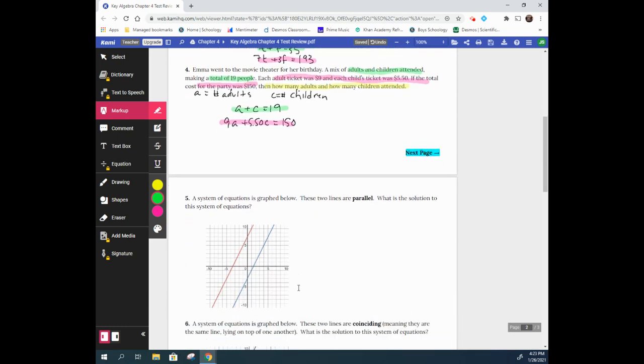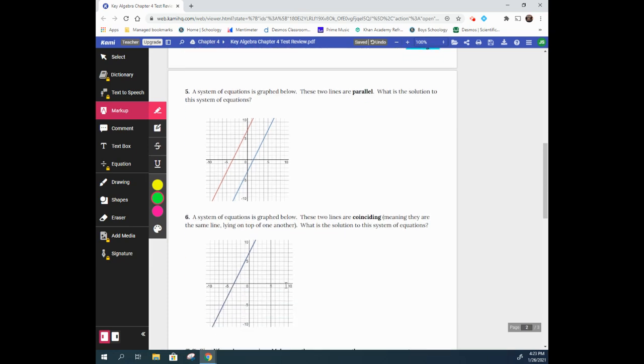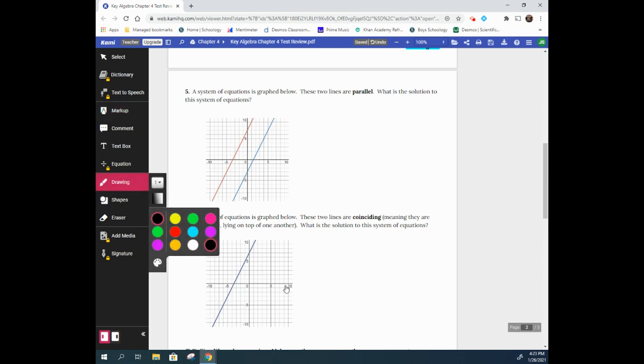All right, moving on to number 5. A system of equations is graphed below. These two lines are parallel. What is the solution to the system? So the solution is where the lines intersect. Since the lines do not intersect, there is no solution.